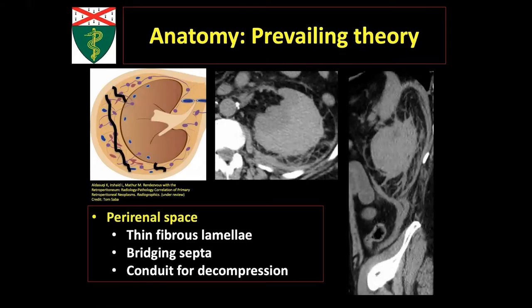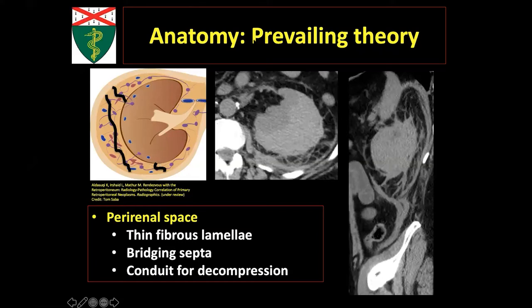And as we finish off the anatomy portion of this, the perirenal space also has ways that it communicates with the other retromesenteric and retrorenal planes. It turns out that the perirenal space contains these lamella, which are really channels that allow processes to decompress within the perirenal space into the retromesenteric and retrorenal compartments.